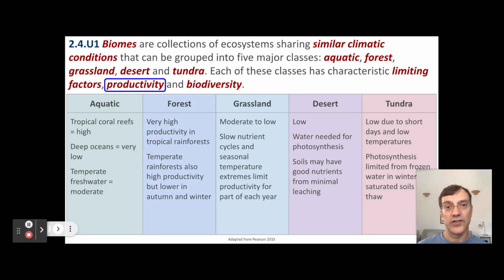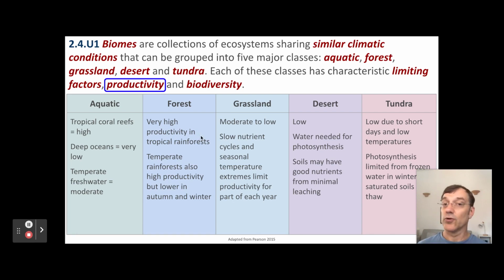In the previous slide, it was talking a lot about productivity. So you're going to see that this kind of follows along on the same premise. Again, I recommend you pause the video and make some notes. Aquatic biomes, your marine biomes in particular, your tropical coral reefs, because they're found in shallow, warm waters that receive a lot of year-round sunlight, tend to have very high degrees of productivity. Again, the deep oceans, because of the limited light, have very low productivity. And your temperate freshwater biomes, like your lakes and your rivers, are somewhere in the middle.